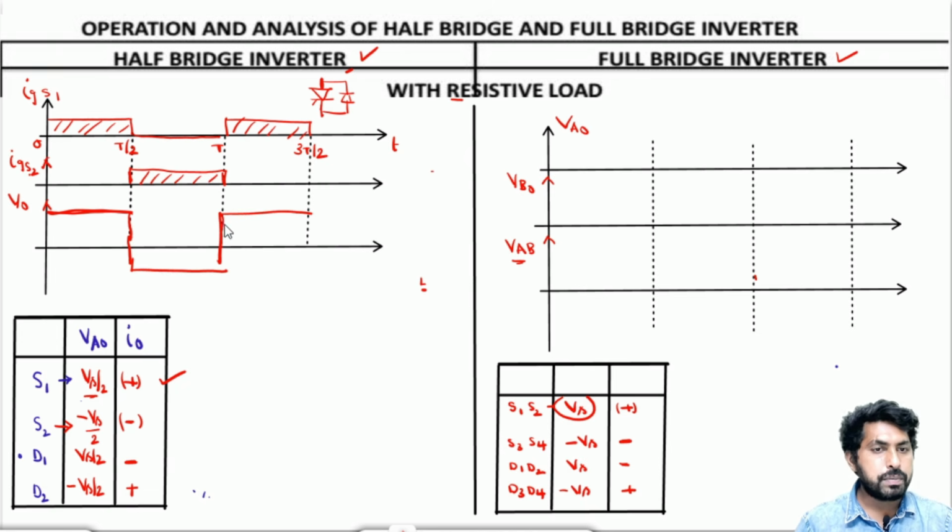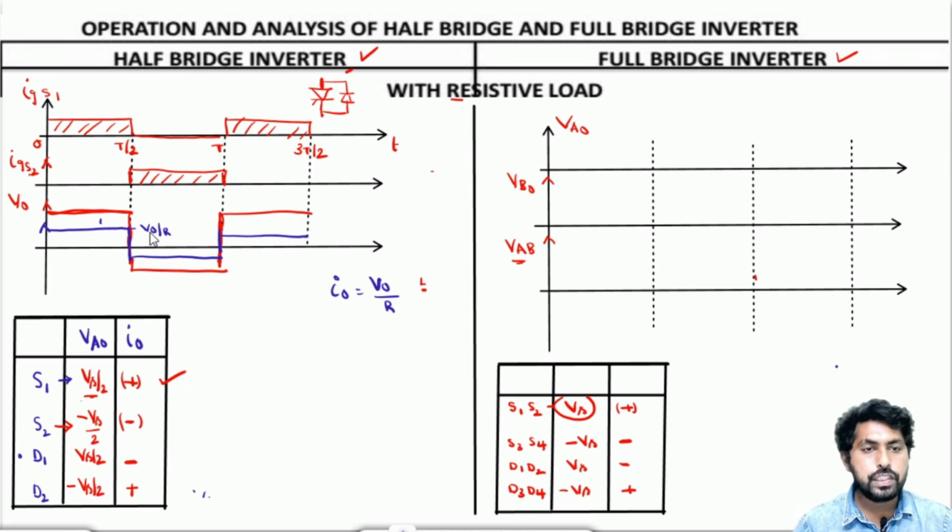So minus Vs by 2. Here, if I draw the load current, how would it look? The load current will be V0 by R, so I0 equals V0 by R. The load current will be like this, with the reduced magnitude, and it will be equal to V0 by R.